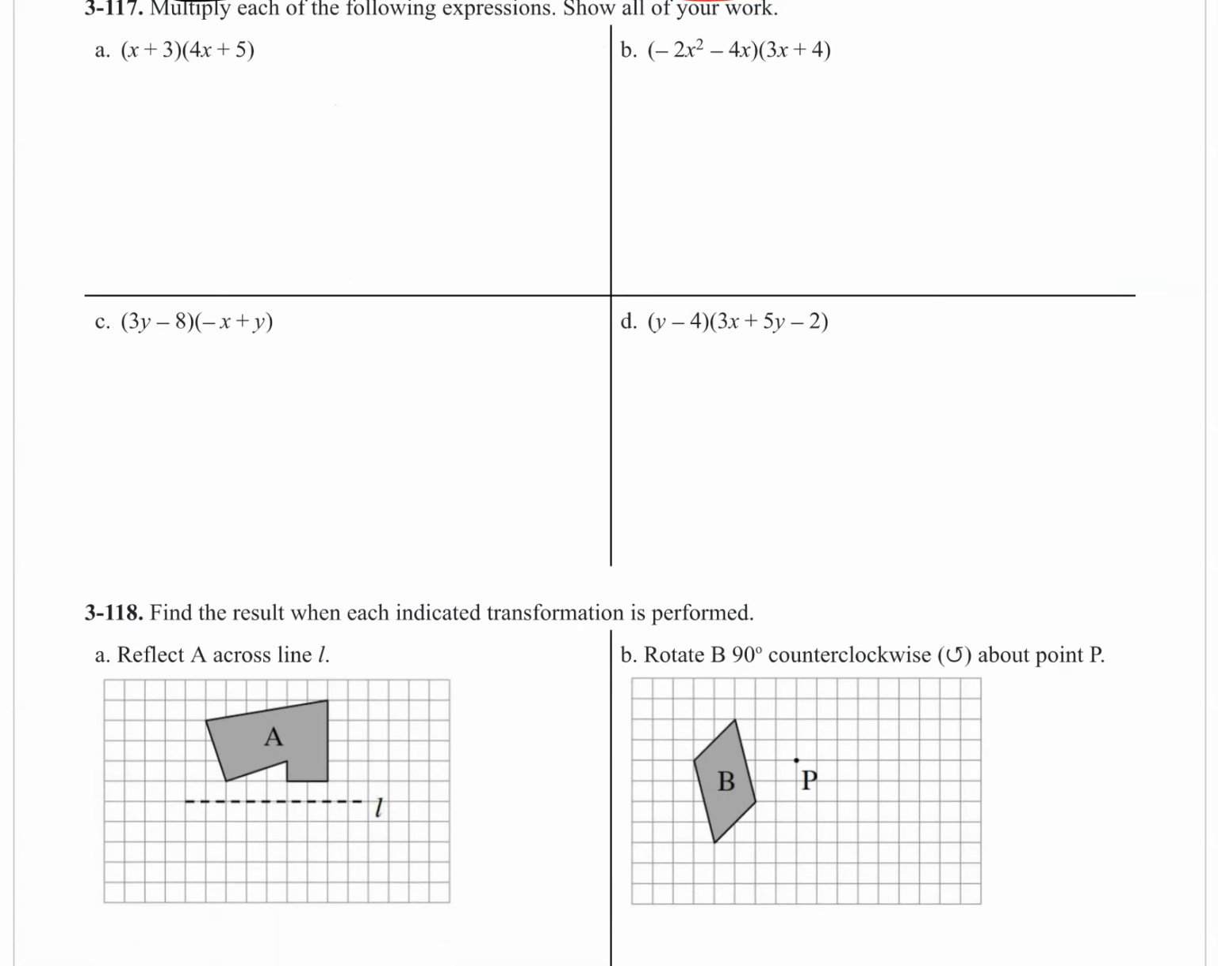3-117. Multiply the expressions, show your work. I'll do C, and I will also do B. This one I'll do using FOIL, so I'm going to multiply those two terms together first. Outside, inside, last. 3y times negative x. Positive times negative, so negative, and then 3y times x is just 3yx. I think that should be blue.